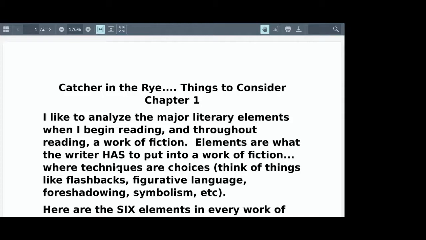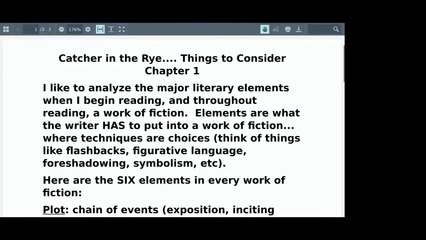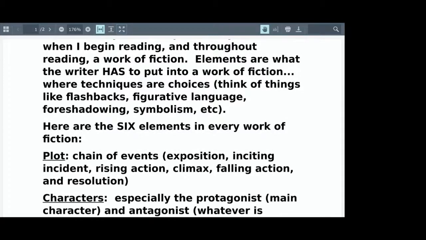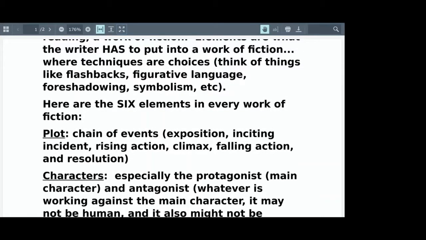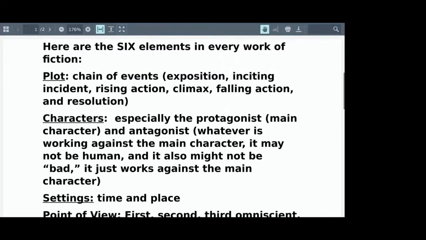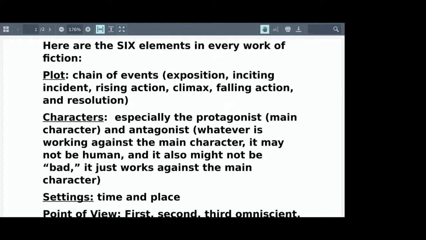Again, these are techniques, but what we're going to talk about today are the 6 elements in every work of fiction, and again, any narrative. So narratives can also be nonfiction and poetry, but we're focusing on fiction. So plot, yes, you have to have a plot. Traditional plots, plot is a chain of events, right? Traditional plots follow, and you can probably picture the plot diagram.